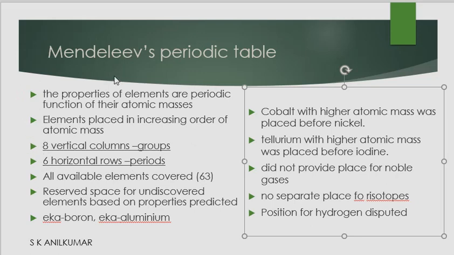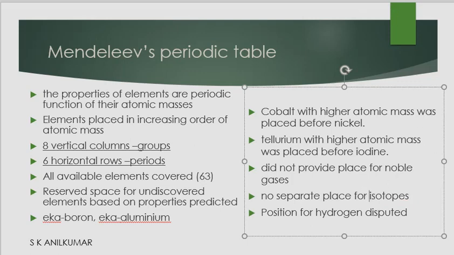So this was okay. But there was some problem. The problem is cobalt with a higher atomic mass was placed before nickel. Tellurium with a higher atomic mass was placed before iodine, etc. Also, it did not provide for the noble gases. Noble gases were not known at that time, like neon, argon, etc. It did not provide for them, though we consider them as elements today and they have to find a place in the table of elements. There was no separate place for isotopes.